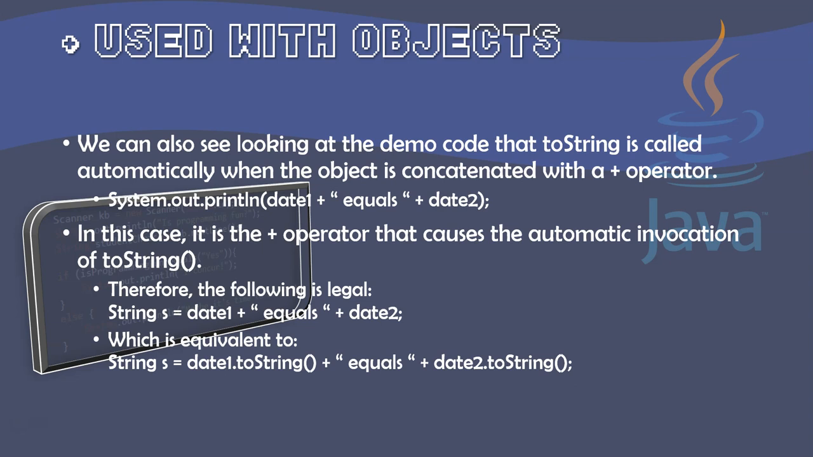In this case, if we look at the date class, the plus operator is what causes the automatic invocation of toString. Therefore, the following is legal: String s equals date1 plus quote equals quote plus date2, which of course is equivalent to having the .toString invocation in there.